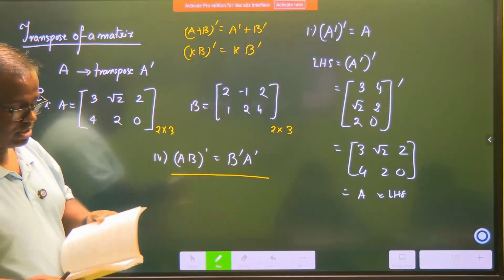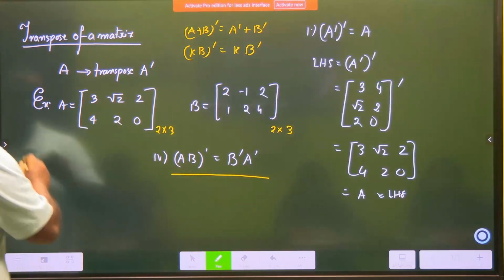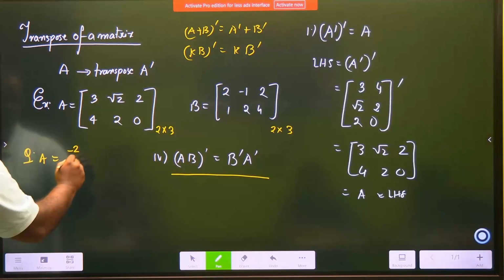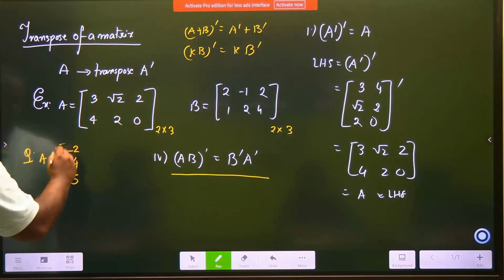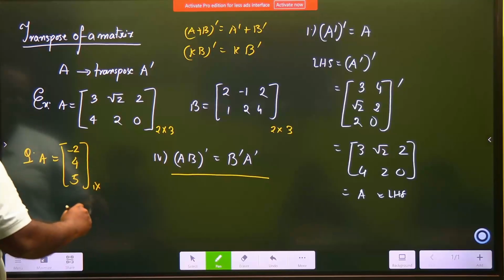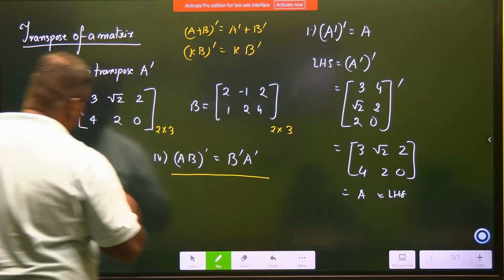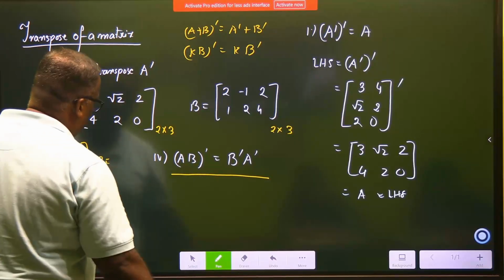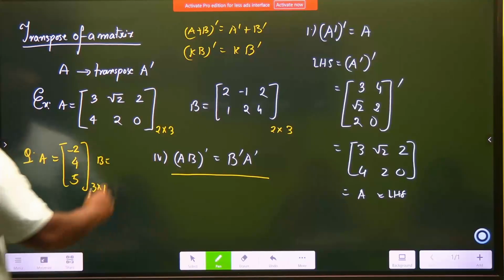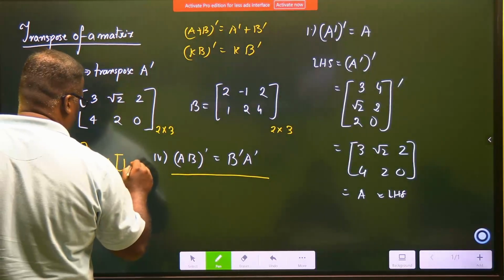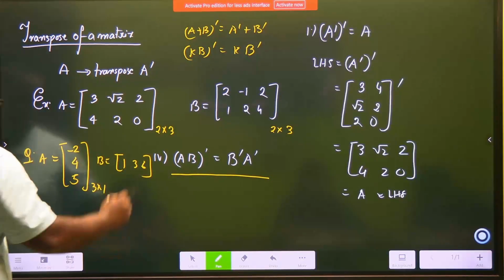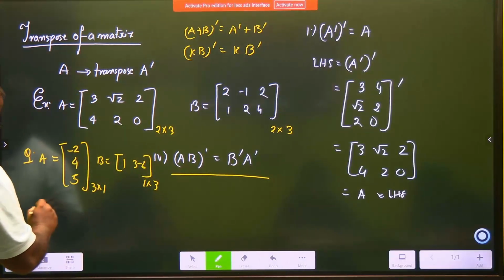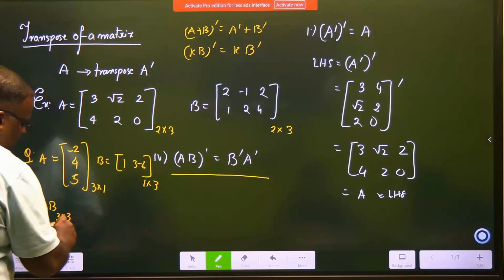Okay, let's take another question. Let's say, for example, you have A as a matrix which is given by negative 2, 4, 5. Children, tell me, what about this matrix? This is 3 rows and 1 column. So B as a matrix, to be able to be multiplied with this, should be 1 into something, right? So B is 1, 3, negative 6. Now what is B? B is 1 row, 3 columns. Therefore, my AB will be a matrix which will be a 3 cross 3 matrix. Now check for that.